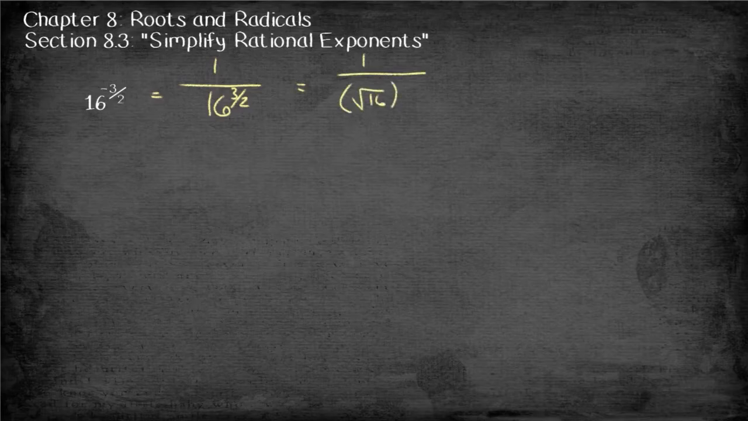All right, remember our discussion about negative exponents and what that means. Negative exponents means I take the reciprocal of that number. So this is equal to 1/16 to the 3/2 power. And that's equal to the square root of 16 cubed, which is 1/4 cubed, or 1/64.